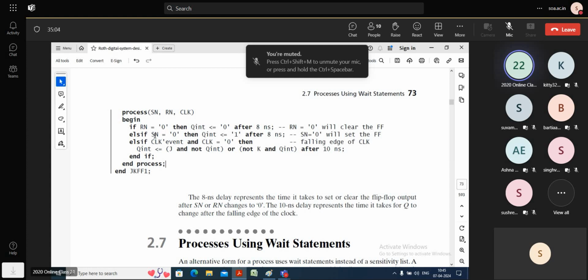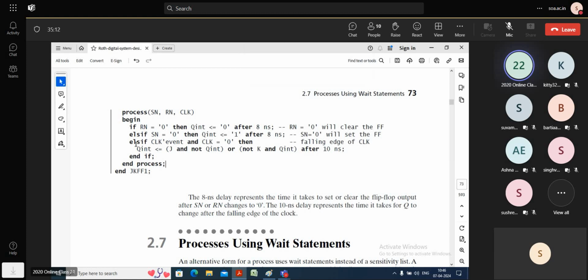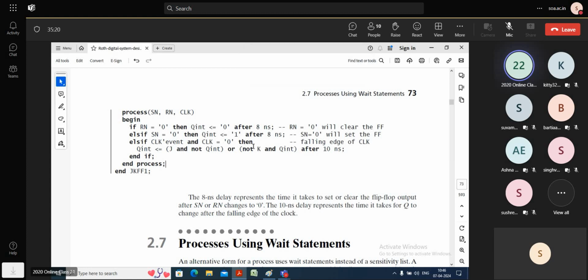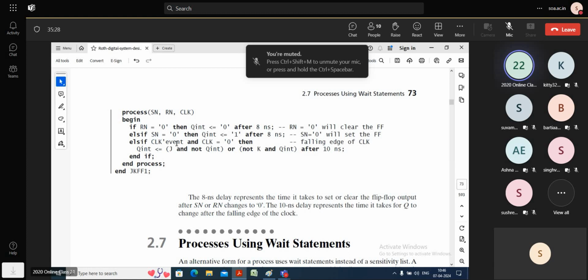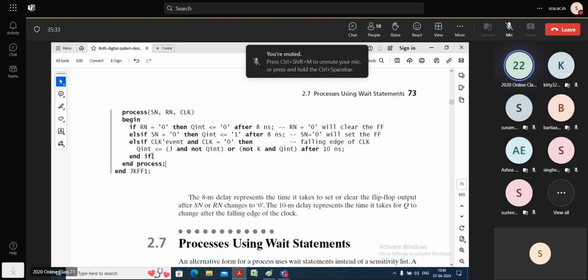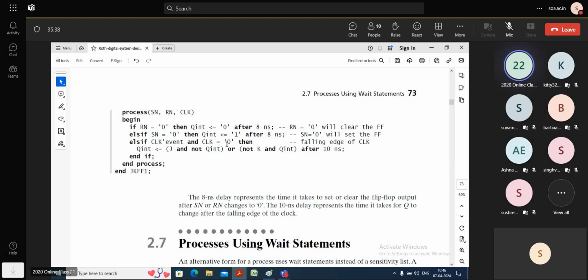So these Rn and Sn that you can see are independent of the clock event. After that we are checking the clock event. Else if CLK event and CLK equal to 0, that is the falling edge of the clock. Earlier, in the case of the D flip-flop, we saw the rising edge of the clock, CLK equal to 1. This is the falling edge. CLK event means there is a change in clock, and CLK equal to 0 means it goes from 1 to 0.